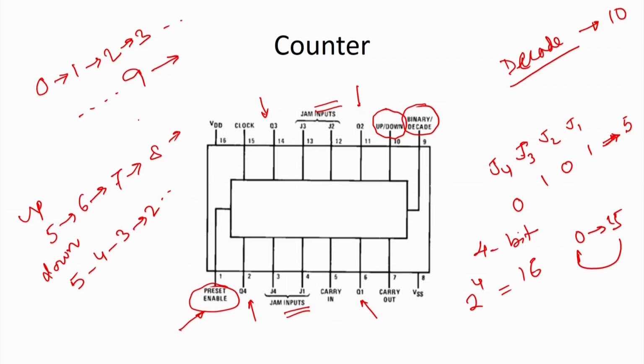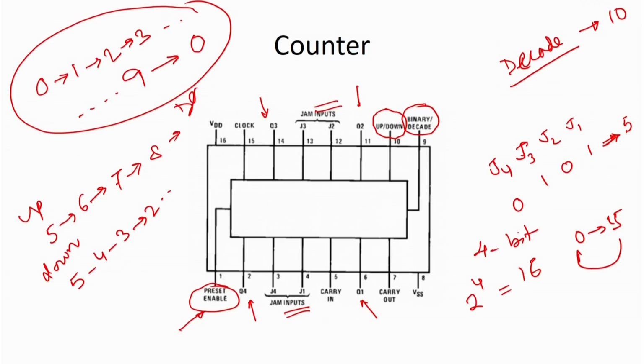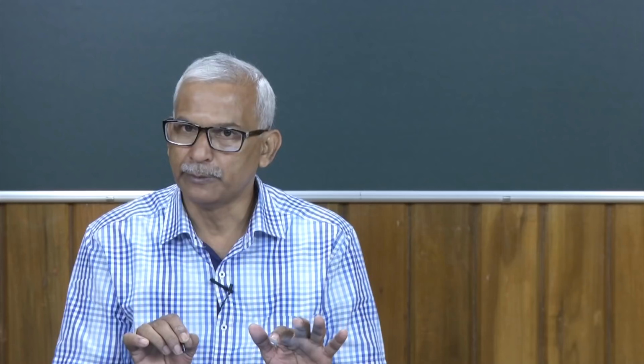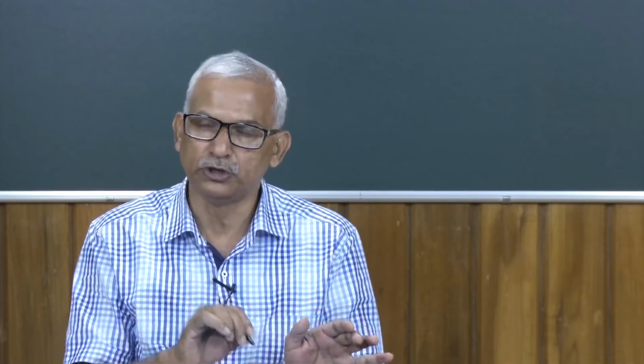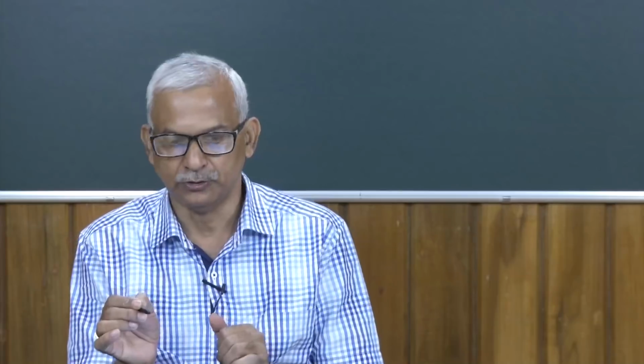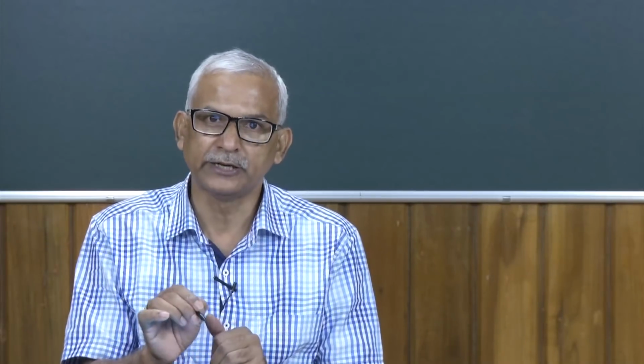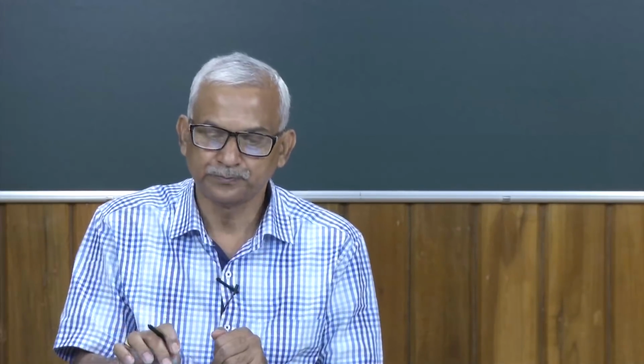Then what will happen? After 9, in case of a binary counter, it should go to 10, but here again it will be 0, 1, 2, 3 like that. So, when we set it as a decade counter, we count 0 to 9 and again reset to 0. But when it is a binary counter, we count from 0 to 15, then again 0. So, this is a counter that we are going to use in our circuit.